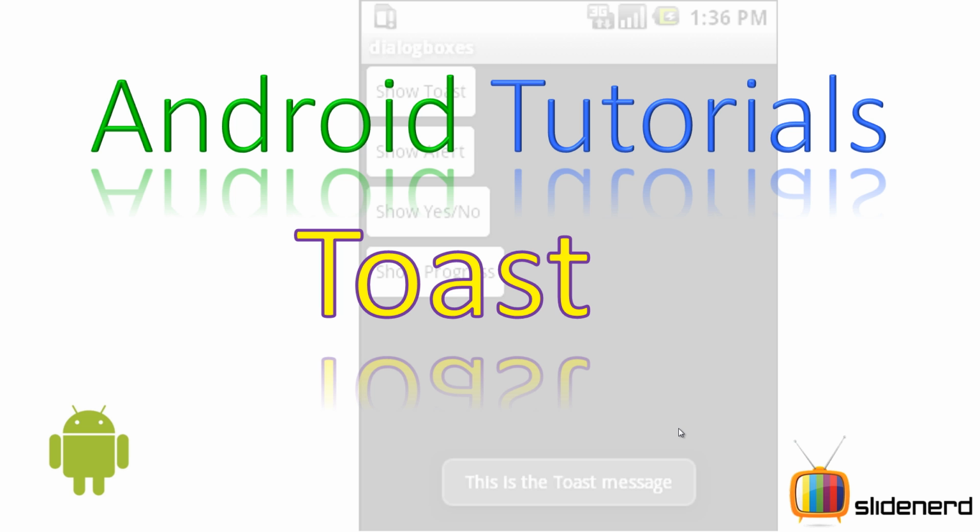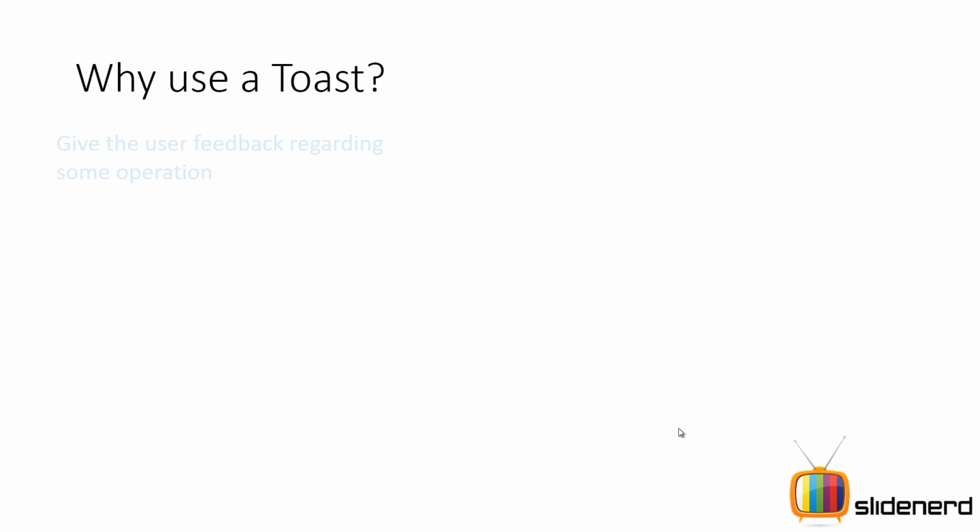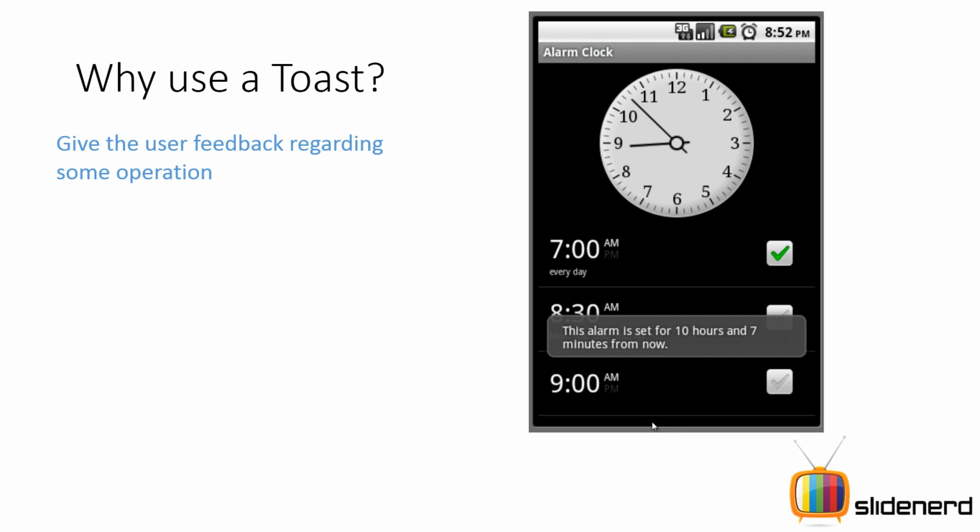Now you can use this while you're debugging your apps to test what is going on, what works and what doesn't work, right? So you can do something like giving the user some feedback of what is going on. For example, here when the user selects the time inside the alarm, 7 a.m., he selects it using the checkbox. There is a Toast message which appears and tells the user that the alarm is going to ring after 10 hours and 7 minutes from now, right?